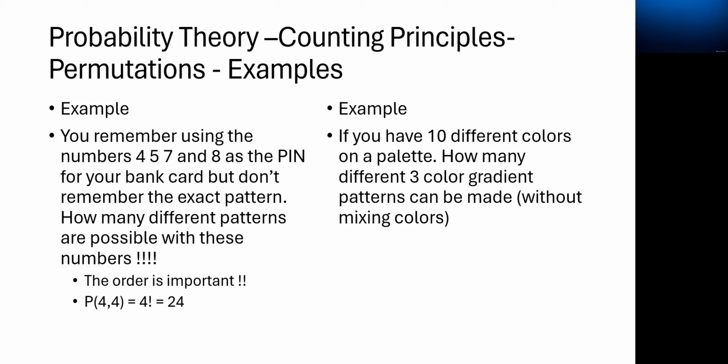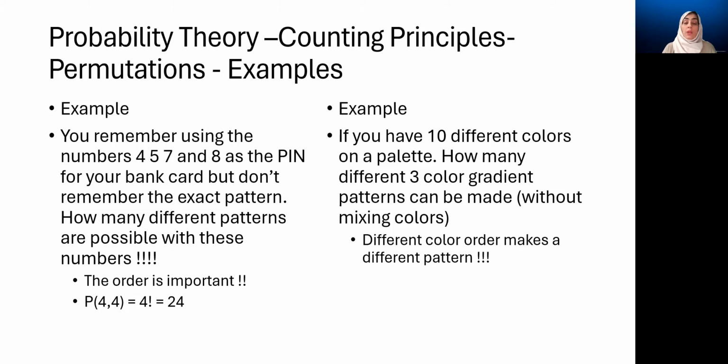Now, here's another example. If you have 10 different colors on a palette, how many different 3-colored gradient patterns can be made without mixing the colors? By gradient, we mean that one color changes to the second and then to the third. So we arrange those colors in some order. So here, a color changing its position is going to make a totally different pattern. So we are going to apply the formula for the permutation calculation. The total number of colors available is 10, and we're choosing 3 at a time. And this gives us a total number of 720 different gradients possible with 3 colors being chosen from the palette.